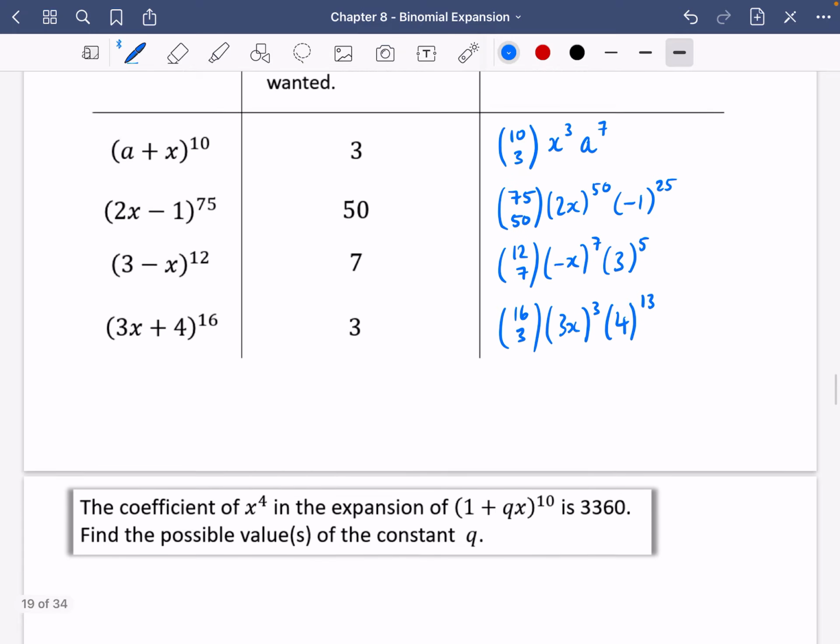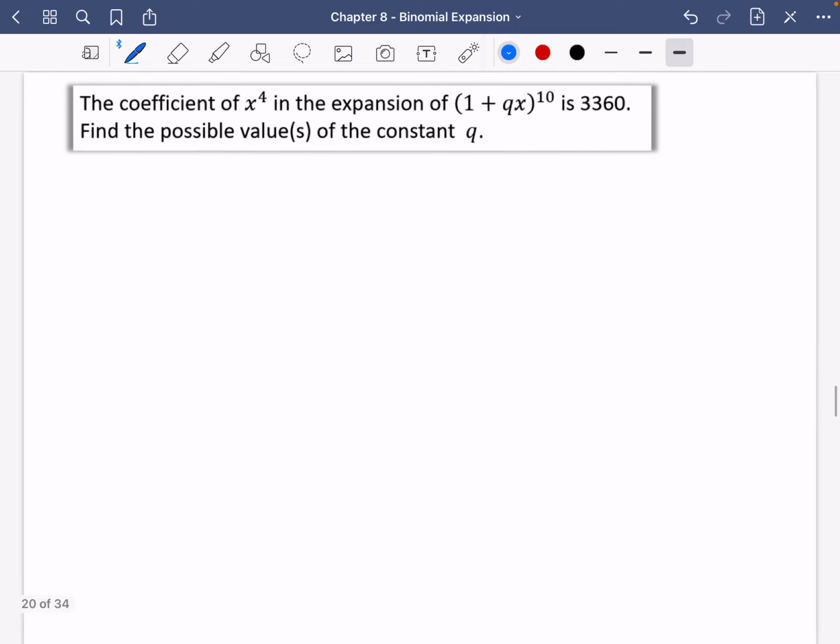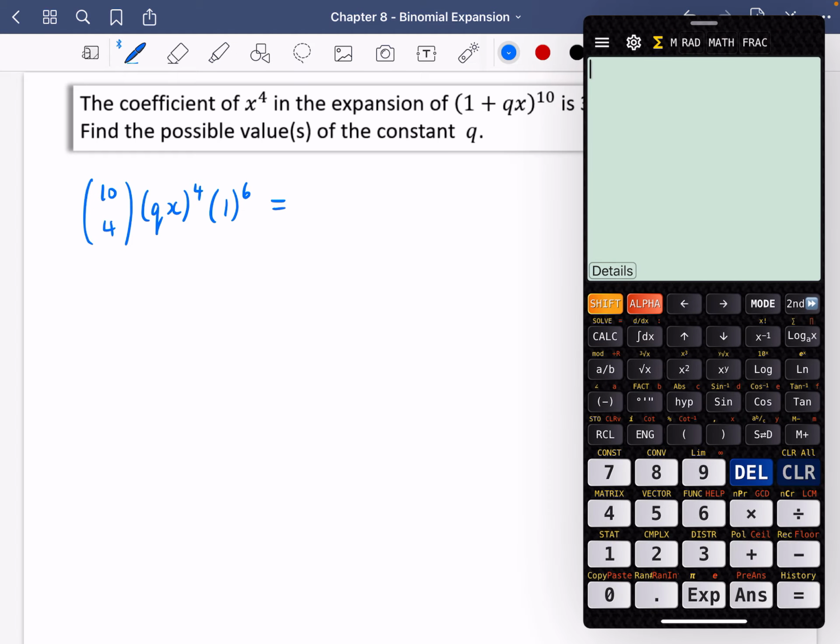Okay, we're just going to apply this to some questions. The coefficient of x to the power of 4 in the expansion of (1 + qx)^10 is 3,360. Find the possible value or values of the constant q. So we're now just going to try and find the x to the power of 4 bit. Well, the power is 10. We want x to have a power of 4, so it's going to be qx to the power of 4, and then there's going to be the 1 to the power of 6. So let's just work some of these things out.